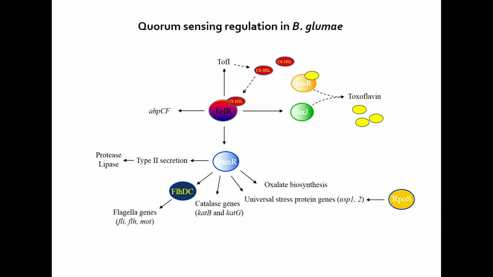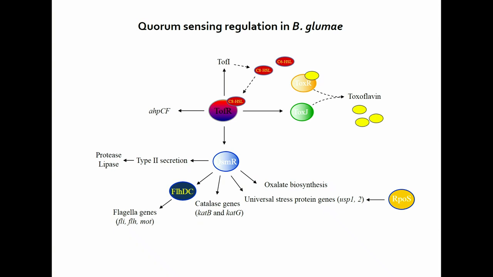For the last 15 years, we published quite a few papers to describe the quorum sensing system in Burkholderia glumae. So this bacterium has one LuxI and LuxR quorum sensing system. It produces two signals. We don't know anything about C6HSL, but C8HSL is its major quorum sensing signal. TofR is a LuxR homolog and the C8HSL receptor, and TofR and C8HSL activate another transcription activator, ToxJ, and ToxJ and ToxR activate toxoflavin biosynthesis, so that toxoflavin biosynthesis is under control of quorum sensing.